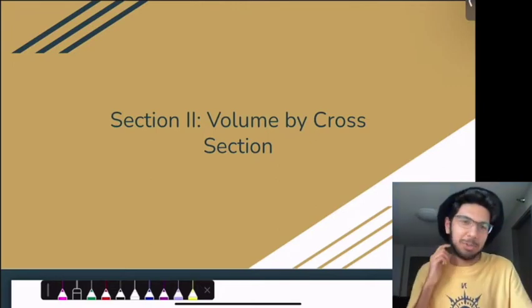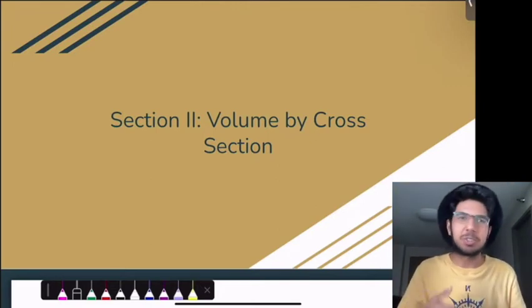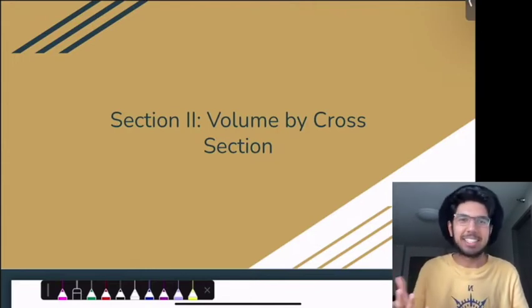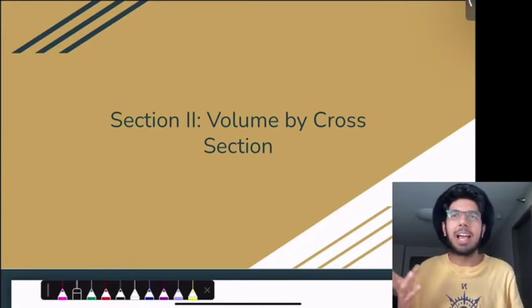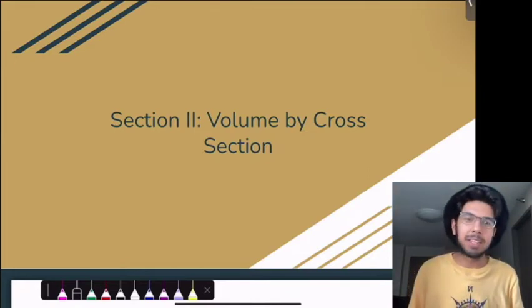Up till now in your math education, you probably are familiar with taking volumes of cubes, rectangular prisms, pyramids, spheres, things like that. But as we know, not all solids are those solids that we already know. So how can we find volumes of more complicated objects? That's what we're going to learn today.